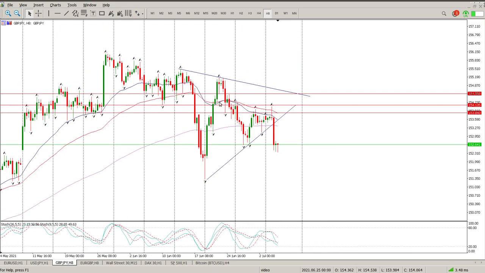Question for me is, is this the confirmation I've been looking for, the trend reversal? It does look like that. So this week we've got this rejection bar, and then yesterday a pretty solid move to the downside.